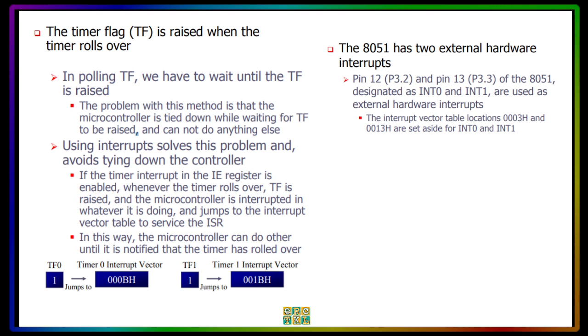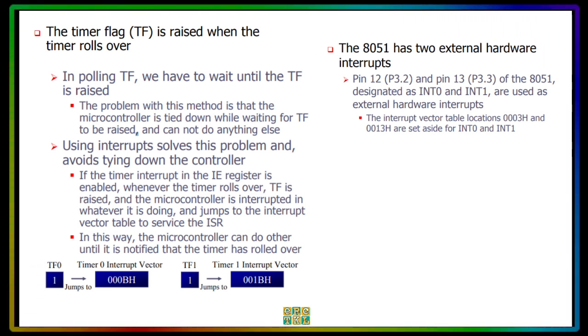Now, the 8051 again has two external hardware interrupts. As I have said before, they are on pin 12 or port 3.2 and pin 13 or port 3.3 of the 8051. These are also called INT0 and INT1. Again, INT0 is on port 3.2 or pin 12, and INT1 is on pin 13 or port 3.3. And these are used as external hardware interrupts.